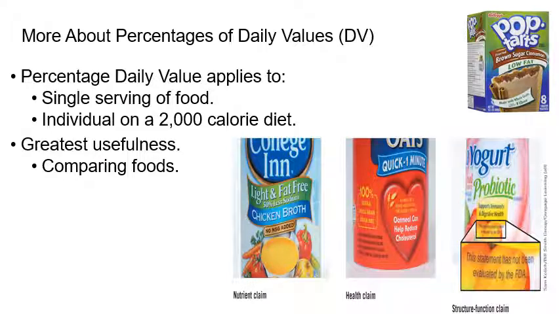More about percentage of daily values. Percentage daily value applies to a single serving of foods, like we mentioned, for an individual on a 2,000 calorie diet, which we mentioned before too. The greatest usefulness is comparing foods. And sometimes you'll see foods that say, oh, we're light and low on fat, less sugar, is heart healthy. There's probiotic in the yogurt. We're a special kind of yogurt. Pretty much all yogurt have probiotic. They're made the same way. The only difference is whether they have fruits or not. Are they Greek or regular yogurt? Are they children's or adult yogurts too?